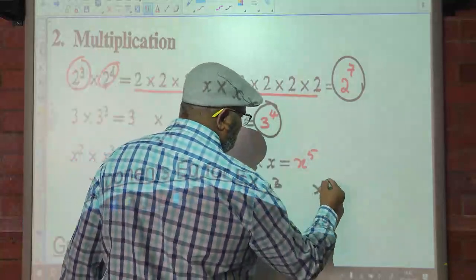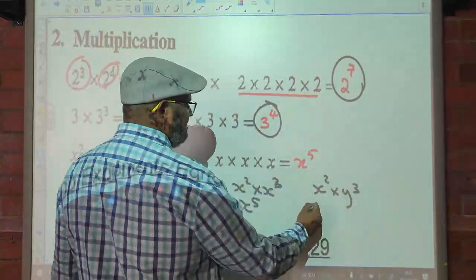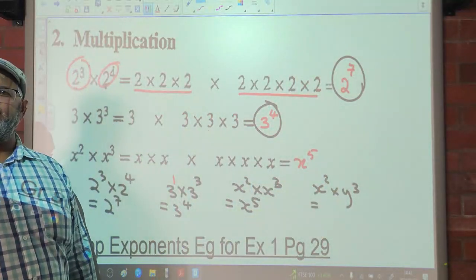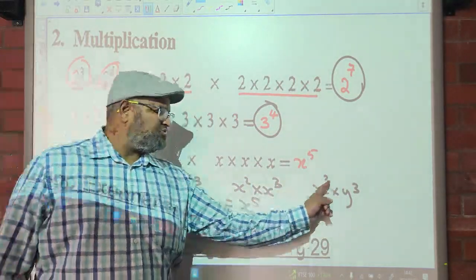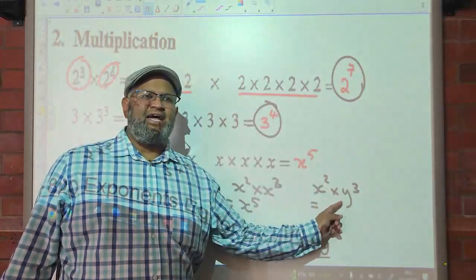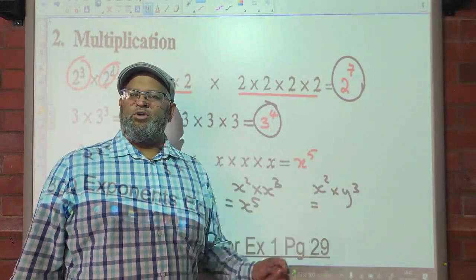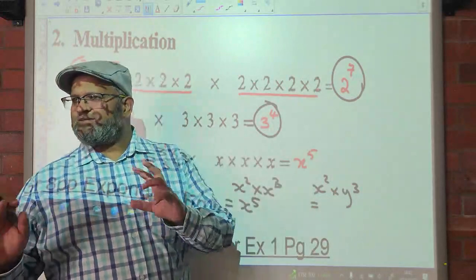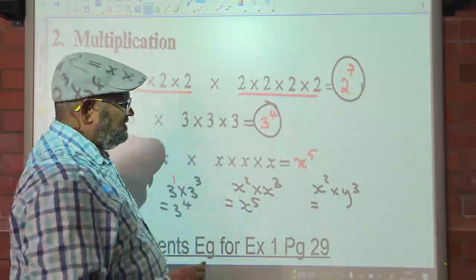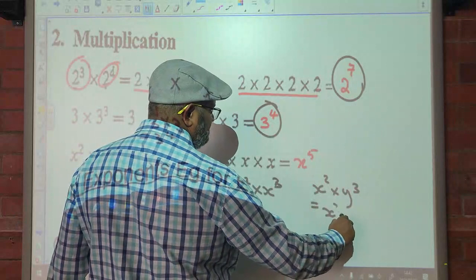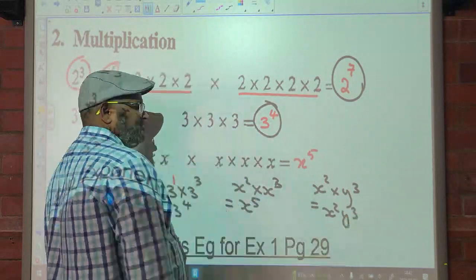What if you had x squared times y cubed? What would that be? Can I add those exponents? Why not? The unlike bases. When you're talking about like and unlike terms, it is only when you add and subtract. Okay? So x squared times y cubed stays x squared y cubed.